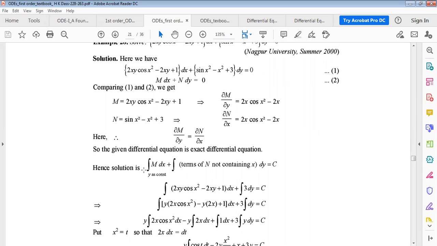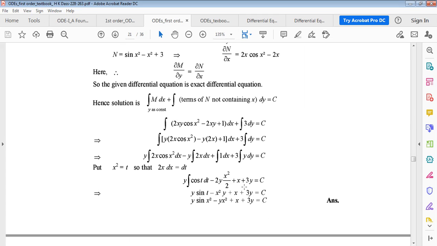Now the solution of this differential equation will be the integration of M with respect to x, keeping y constant, plus the integration of the term of N not containing x, that means the term without x, equals c. Now the integration of M equals this. Now the term of N not containing x, what will it be? Only 3, right? Just taking the integration of 3 with respect to y, we get this.